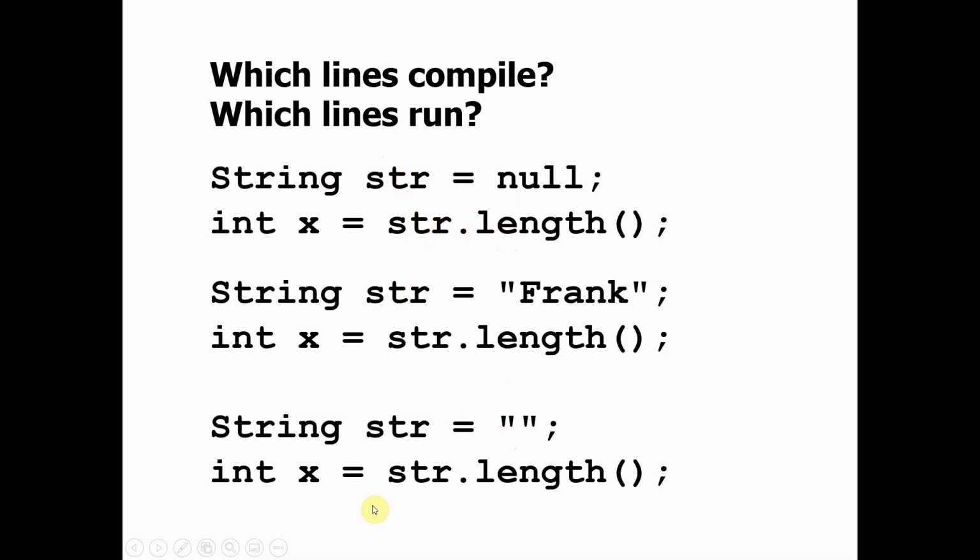By the way, they would all compile because the compiler doesn't know that there's no object here. It says which would run. Well, this is the line of code that would not run. It would give you an error. It would give you a null pointer exception, technically, because there is no object. Whereas here, it would give you 5 as the answer, and then after this, x would be 0.